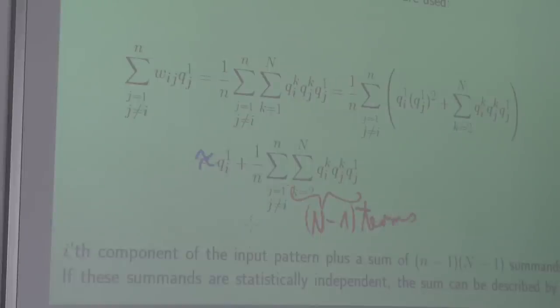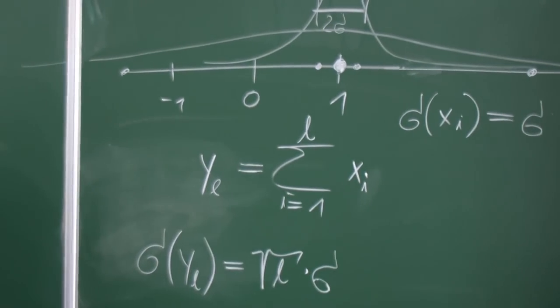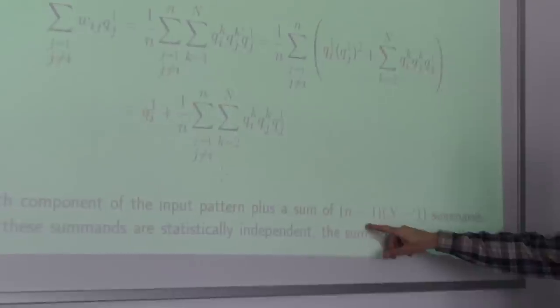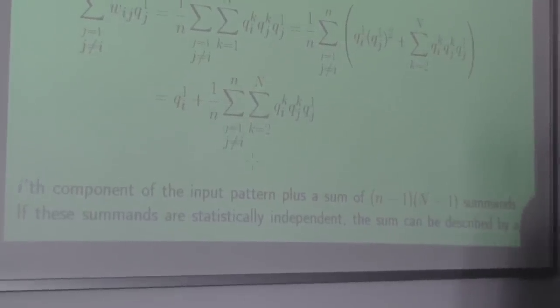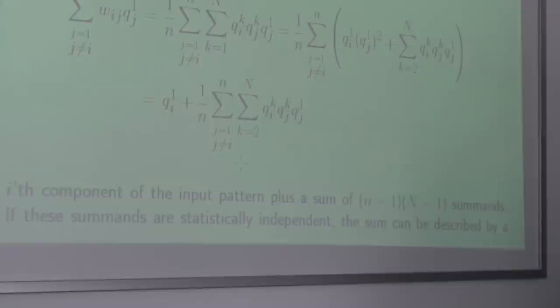And the outer sum gives us a factor of lowercase n minus 1 terms. So the whole sum has lowercase n minus 1 times capital N minus 1 terms. I mean, that's what you can read here too. And that's why we get a square root of this product as the standard deviation of our new variable.